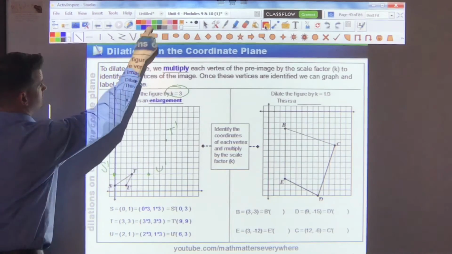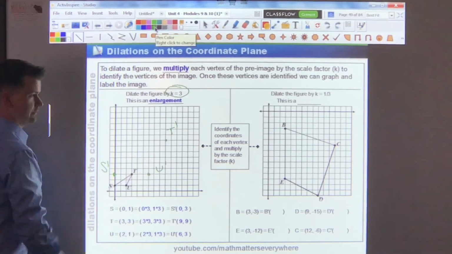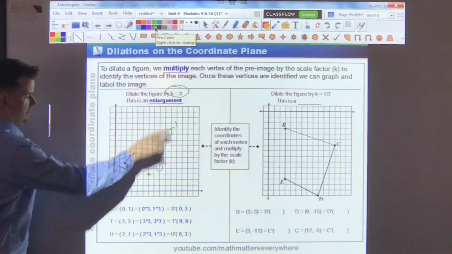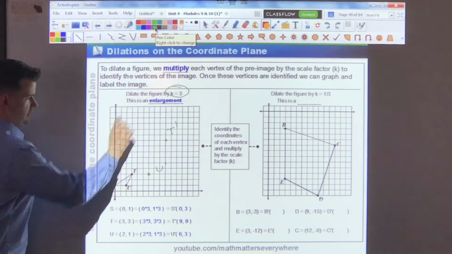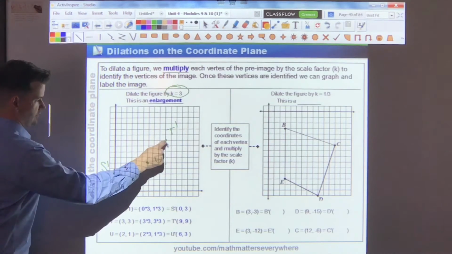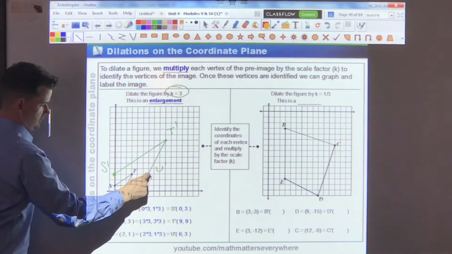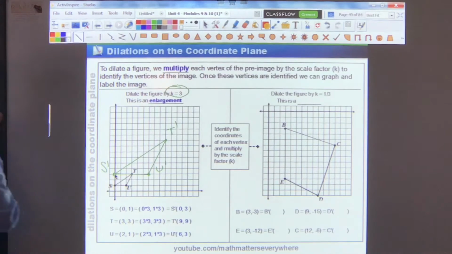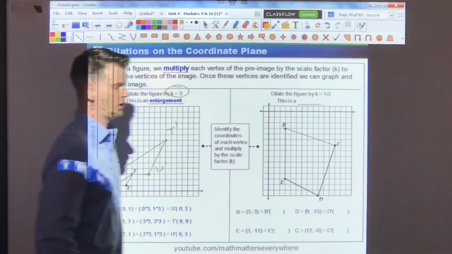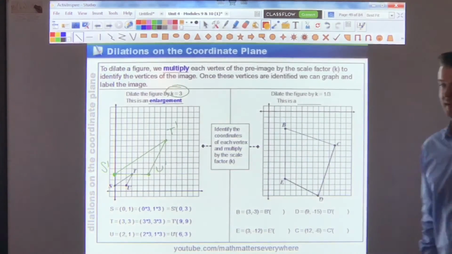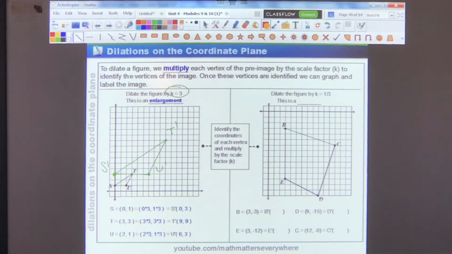Once we have these graphed and labeled, always remember to label them as you go. S, T, U, S prime, T prime, U prime. Connect them with lines, and you've done your first dilation. It's just that simple. Simple multiplication. Now enlargements are easy because usually they're whole numbers. Occasionally you run into an enlargement that's a fraction. Usually fractions will be reductions.